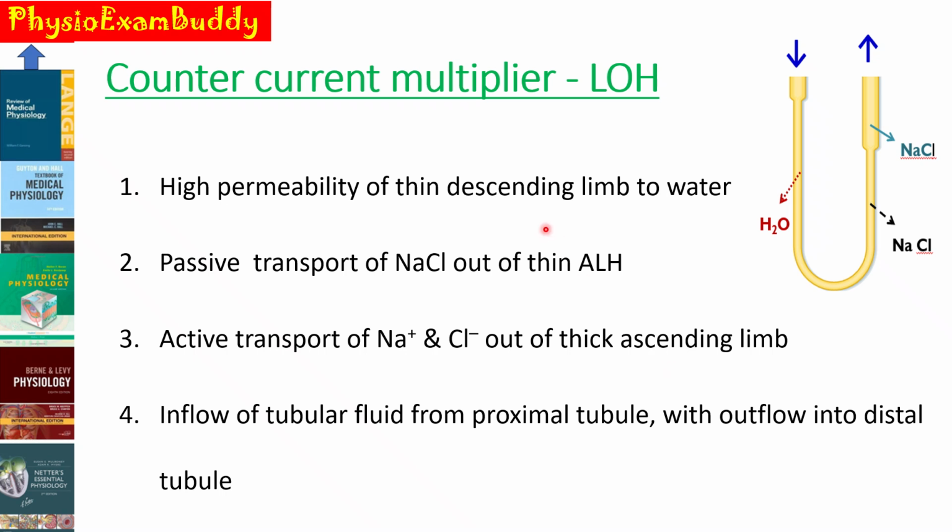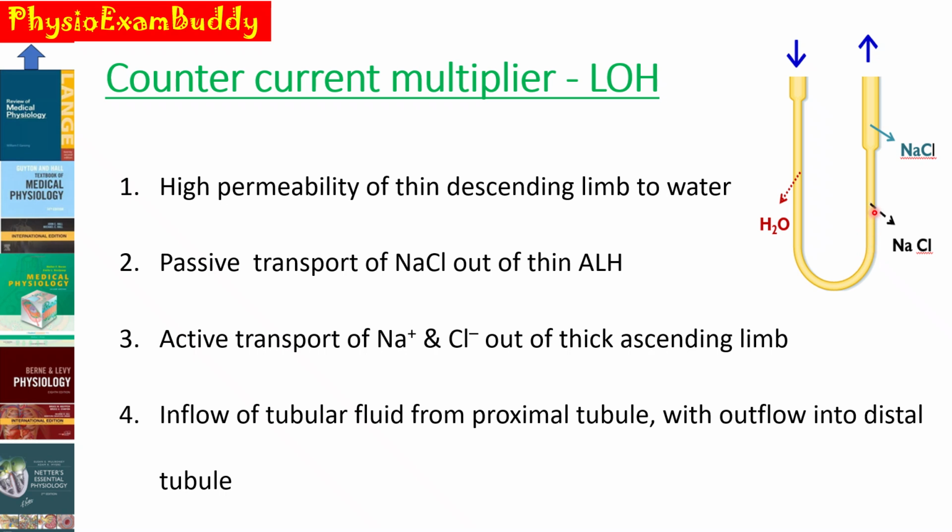Now we will see the function of the counter current multiplier, which is our loop of Henle. There are four main things happening in the loop of Henle. This is the descending limb, this is the thin ascending limb and this is the thick ascending limb. The thin descending limb is highly permeable to water and water moves out mainly by passive diffusion here in the thin descending limb.